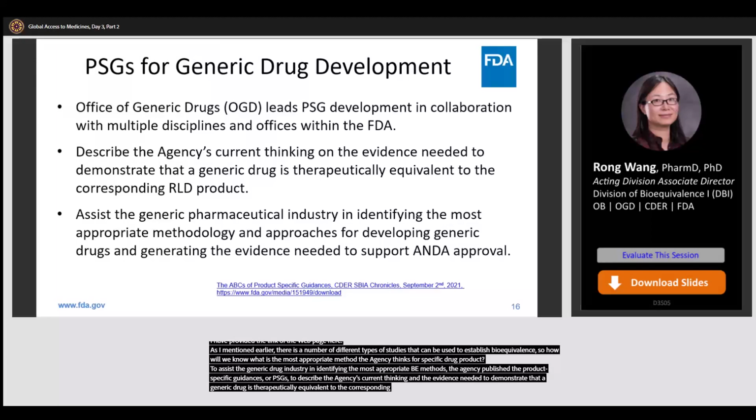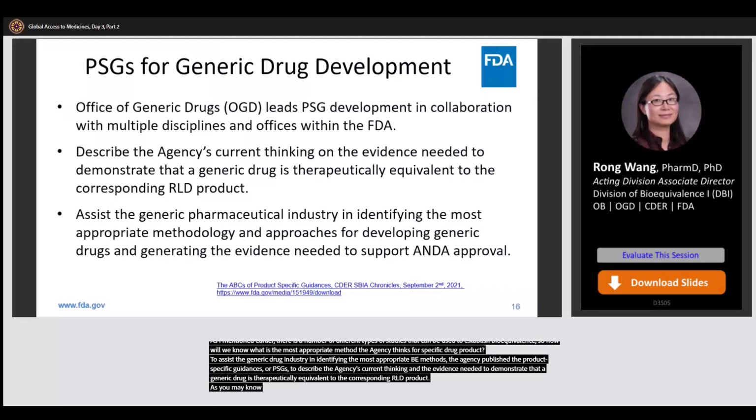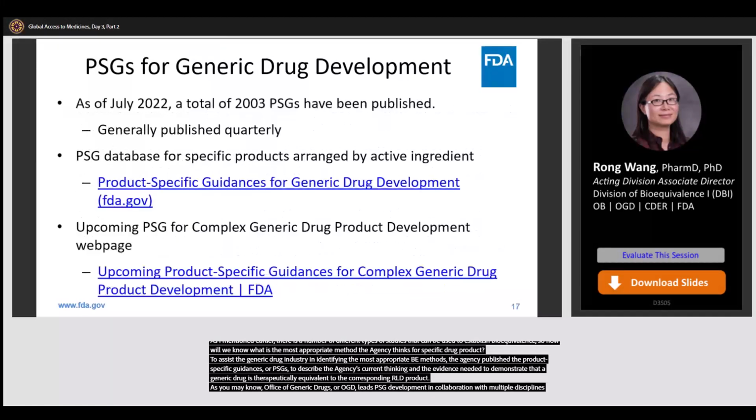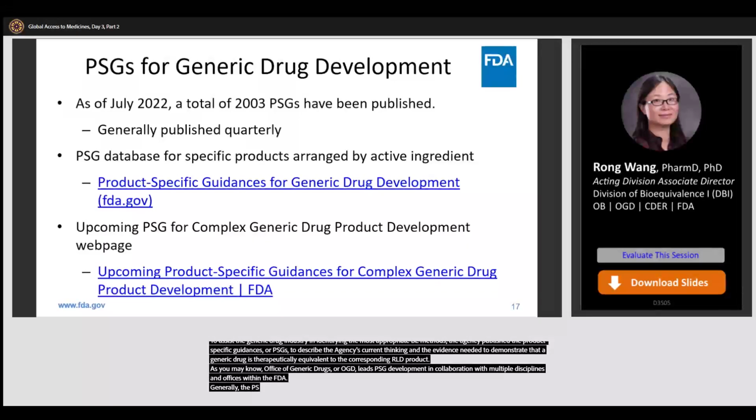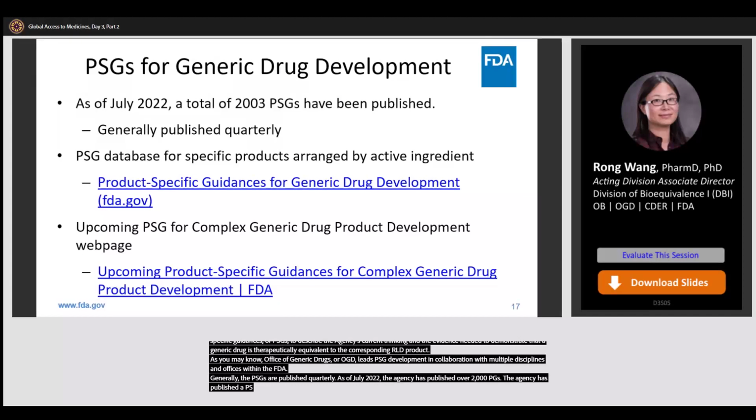As you may know, the Office of Generic Drugs, or OGD, leads PSG development in collaboration with multiple disciplines and offices within the FDA. Generally, the PSGs are published quarterly. As of July 2022, the agency has published over 2,000 PSGs. The agency has published a PSG database arranged by active ingredient. I listed the link for the database search webpage here.